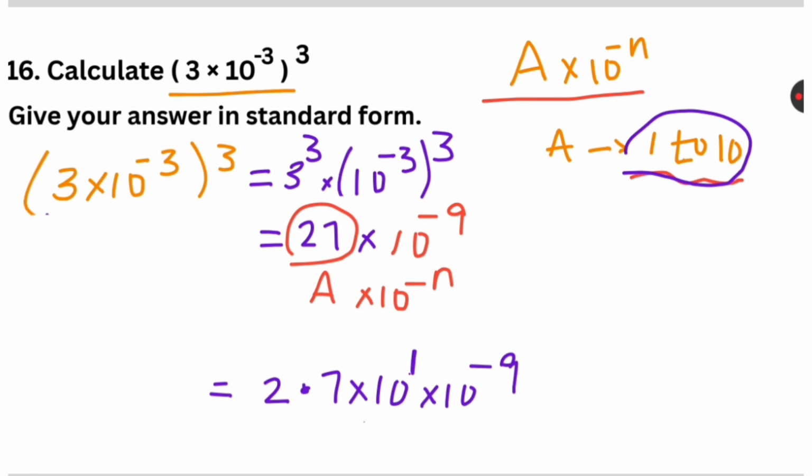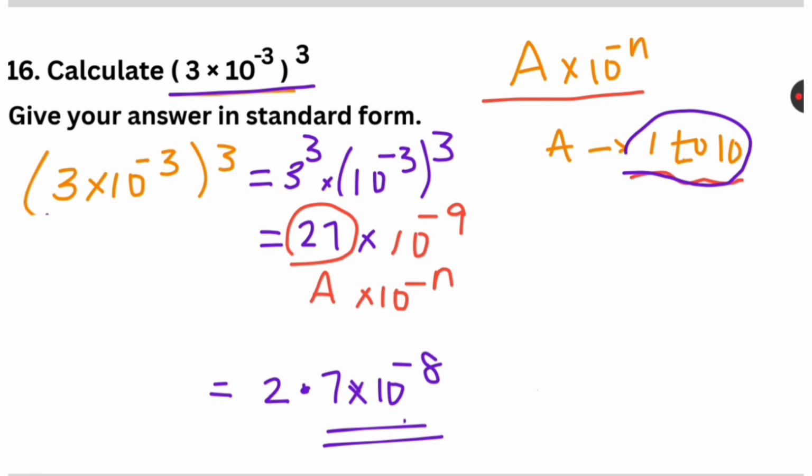Now observe here we have a 10 and here we have a 10. Bases are same. When bases are same, we can add the exponents. So we can add these two. 1 plus minus 9, which gives minus 8. So 10 raised to power of minus 8. So finally, the given expression we converted in terms of a standard form: 2.7 times 10 raised to power of minus 8. So this 2.7 also is in between 1 to 10. That's it. Let's go to the next question.